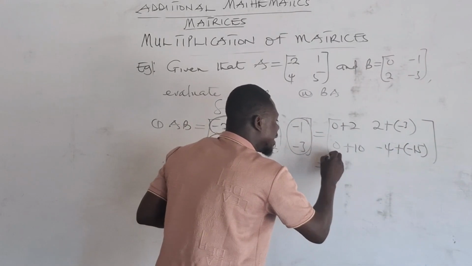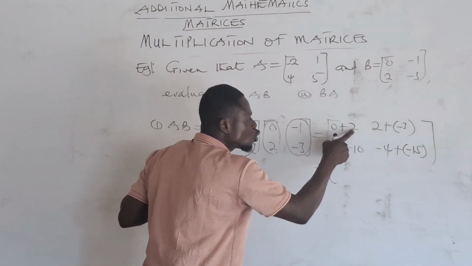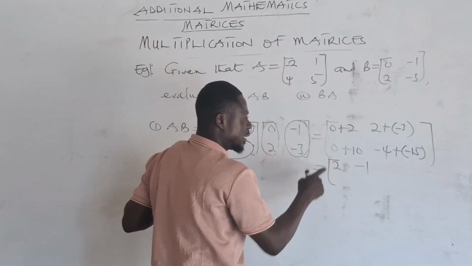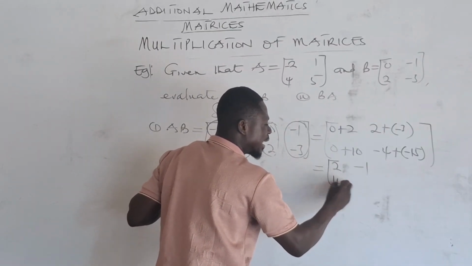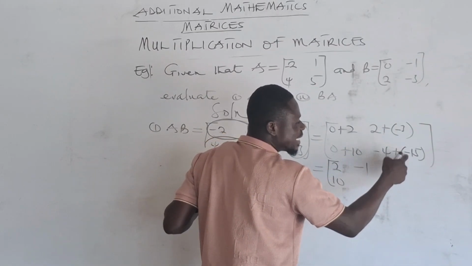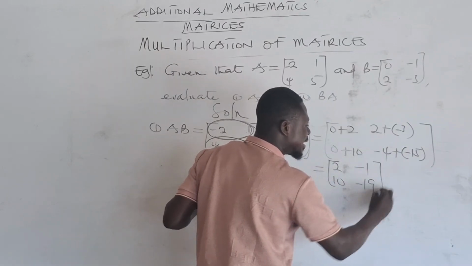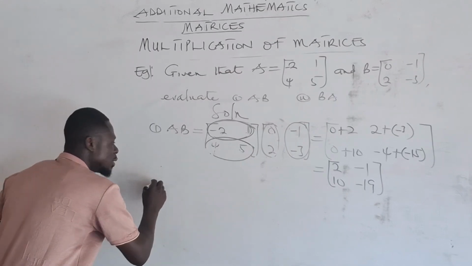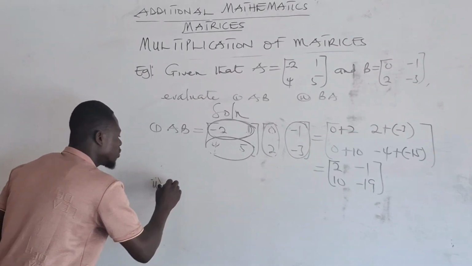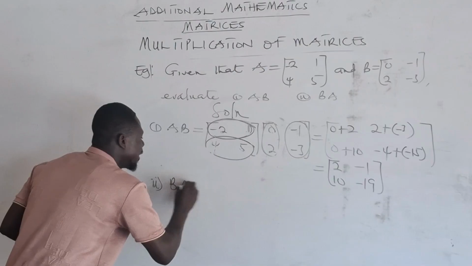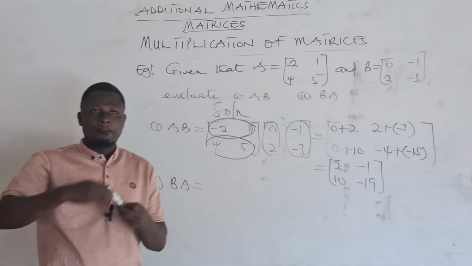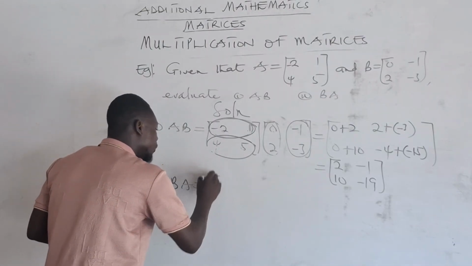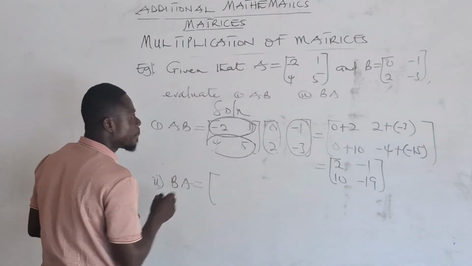It means that our final answer will be 0 plus 2 will be 2, 2 plus -3 will be -1, 0 plus 10 will be 10, and then -4 plus -15 will be -19. So this is the result for AB. Now let's consider (ii), the result for BA. In this case, the arrangement will be B before A. So let's go. What is my B?